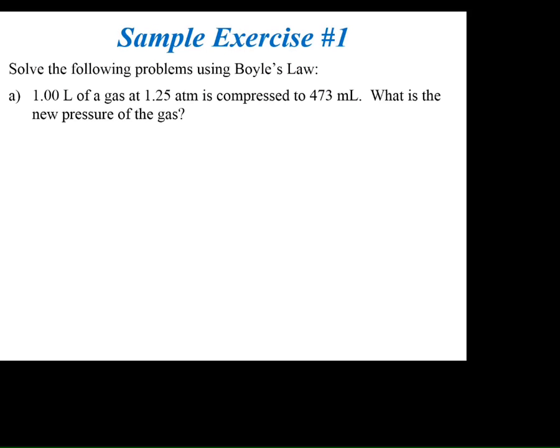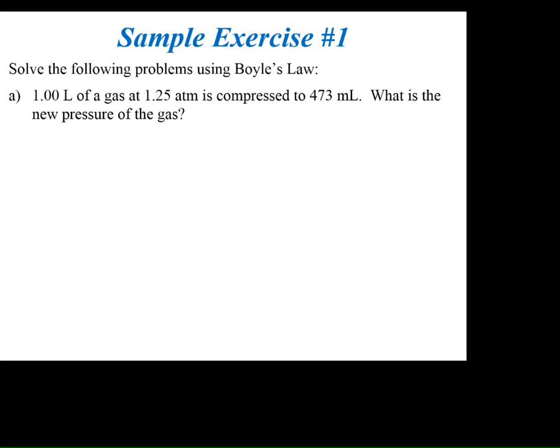Okay, well, let's try one more together here. Let's say I have 1 liter of gas. This one, by the way, is the first one on your handout. If you have your handout, you want to pull it out, save yourself some writing. Hopefully you have that. 1 liter of a gas at 1.25 atmospheres is compressed down to 473 milliliters. What is the new pressure of the gas?